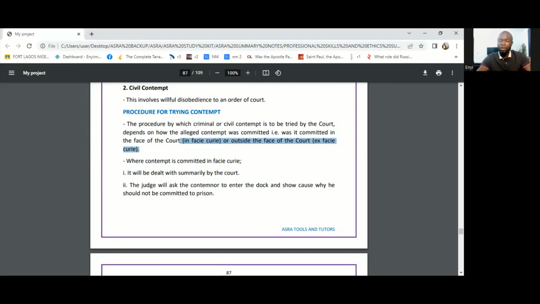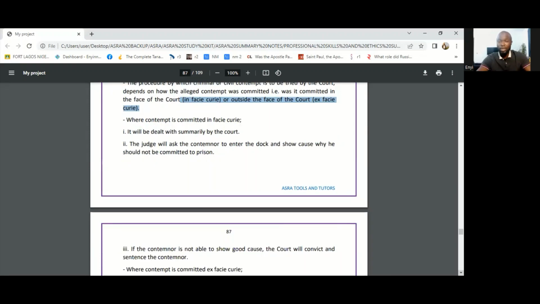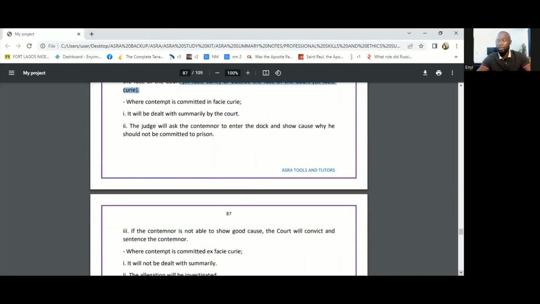Now, if contempt is done in facie curi, so that's in the face of the court, it's dealt with summarily, which means that the judge would simply ask the contemptor, so that's the person in contempt, to enter into the dock and to show cause why they should not be committed to prison. If the person is not able to show good cause why, then the court can go ahead to convict the person and sentence the person. So the person is straight away taken to prison.